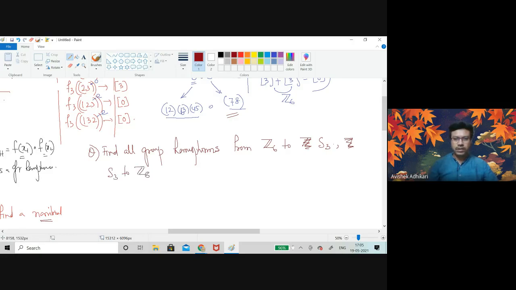So I want all group homomorphisms from Z6 to S3 as well as S3 to Z6. So this will be your homework. Please tell me in my next class. Okay.